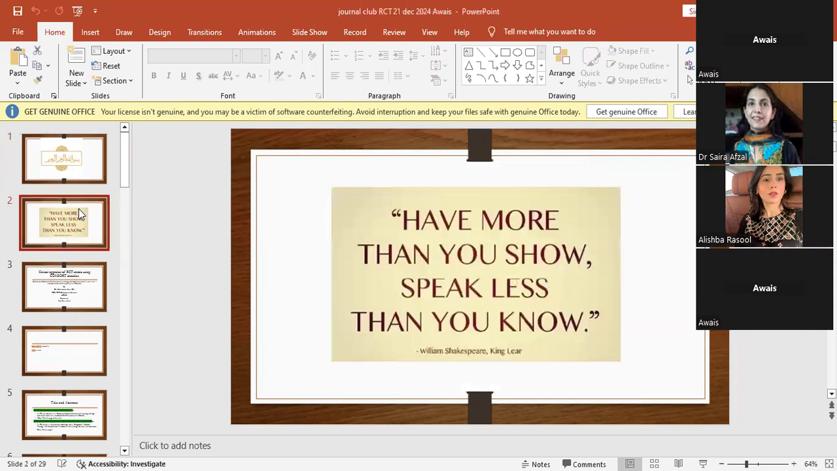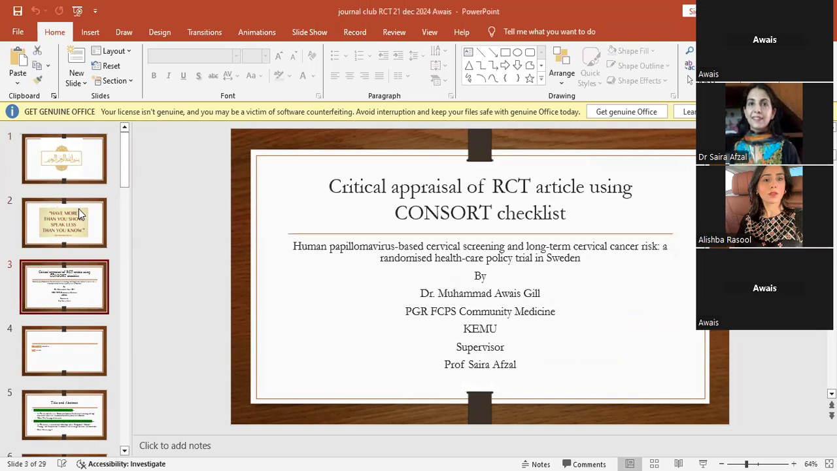Today's quote is: have more than you show, speak less than you know. Today we are going to critically appraise a randomized control trial article using the CONSORT checklist. The article's title is Human papillomavirus based cervical screening and long-term cervical cancer risk, a randomized control trial in Sweden.